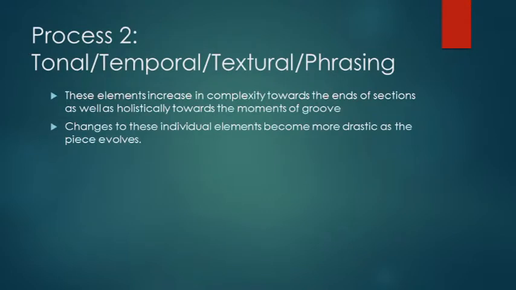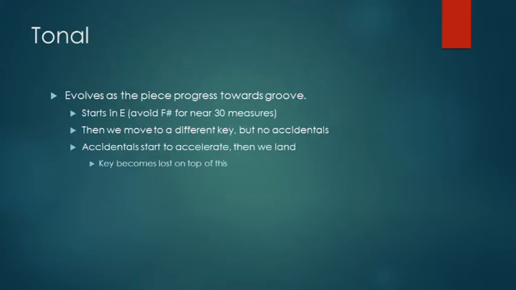And now process two will be the tonal, temporal, textural, and phrasing elements of the piece. These elements will increase in complexity towards the ends of sections as well as holistically as we find our groove. So let's start this process by talking about the tonal aspects. These are going to evolve as the piece progresses.